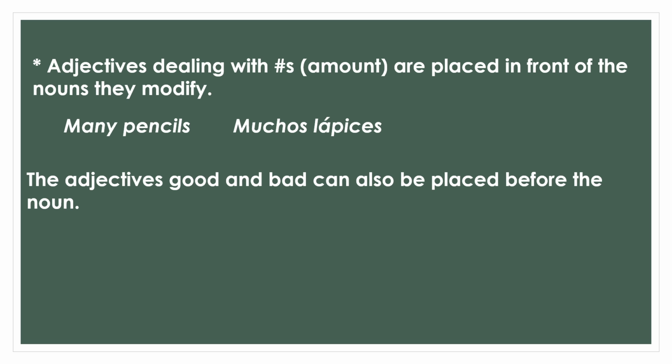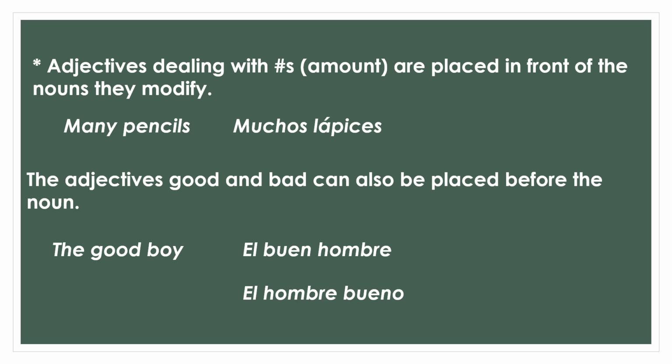Another exception, the adjectives good and bad can be placed before or after the noun. A lot of times you're going to see it before. You're going to say the good man, el buen hombre. When good or bad comes before a singular masculine noun, drop the O. It's not going to be there. When it comes after, it's going to be there. El hombre bueno. Okay, so if it's in front, you're going to drop the O. If it's after, you keep the O. Those are just the two exceptions that we're going to deal with right now. Anything dealing with amount and good and bad.